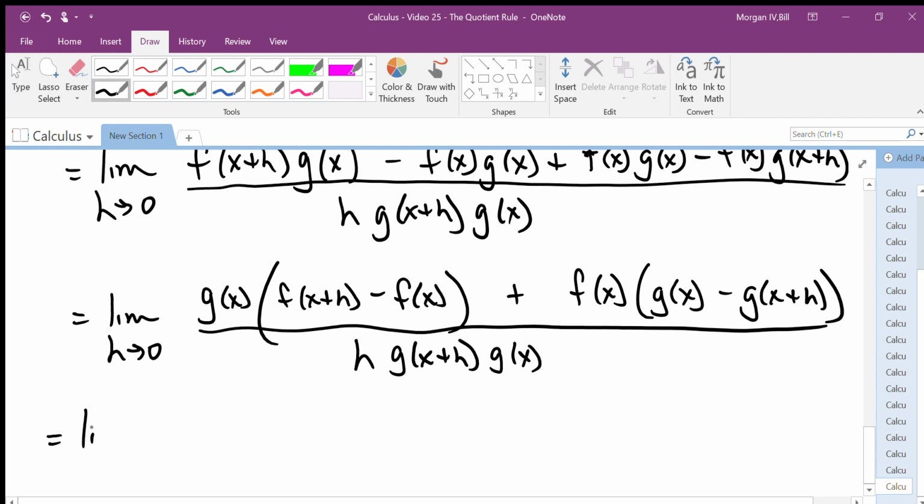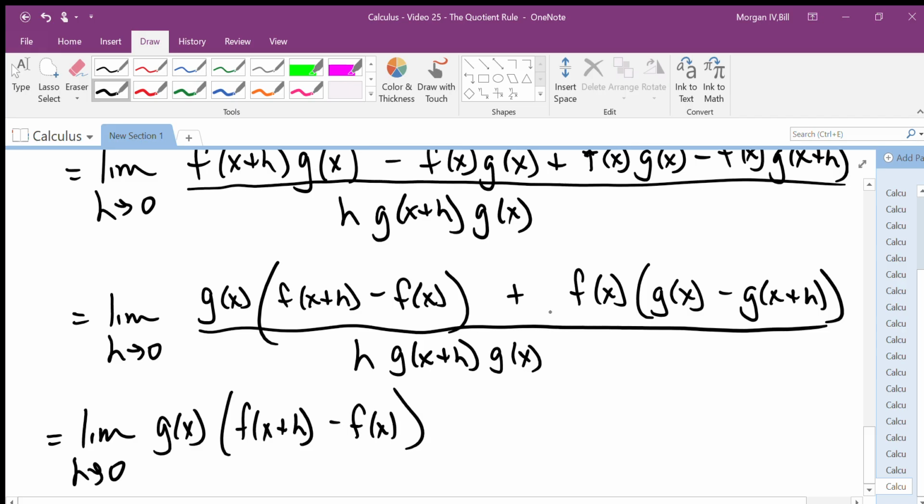That's the limit as h goes to 0 of g of x times f of x plus h minus f of x. Instead of plus, I'm going to factor out a negative 1, so now I have minus f of x times, instead of the negative g of x plus h, I now have positive g of x plus h. Instead of the positive g of x, I now have negative g of x. And that's the form I'm going to want.